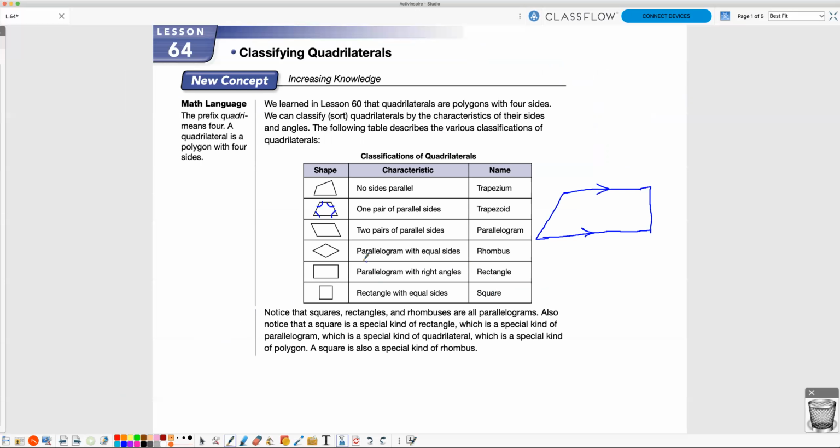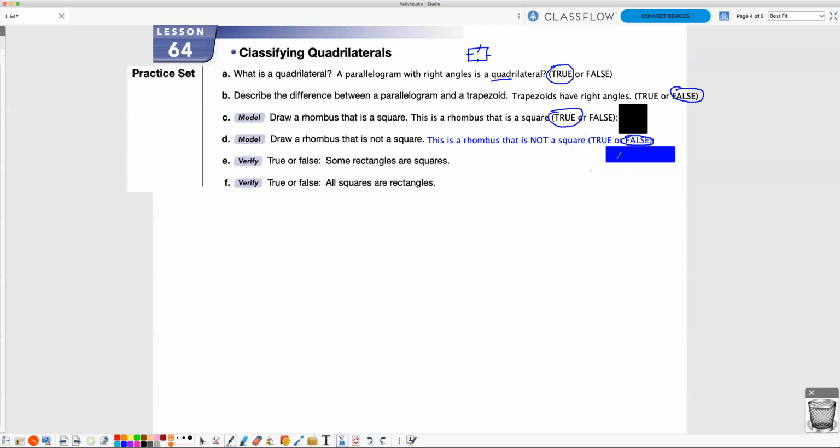Only a square is a special kind of rhombus. What's a rhombus again? A rhombus has to have equal sides. So because a rectangle does not have equal sides, it has two shorter sides and two longer sides, it is not a rhombus. This was a picture of a rectangle. It's definitely not a square, so you might have been thrown off by that. You might have said, oh yeah, true, it's not a square. Well, it is also not a rhombus. So the answer is false.